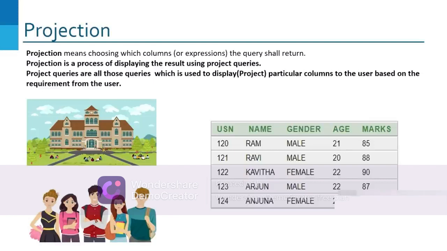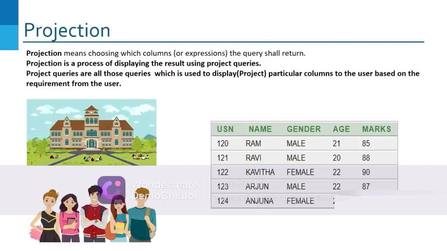Now suppose we want to present only name and age from one table. Let's say that we have a student table and we want only name and age to be projected. That is what is displayed in the result, right? So projection is the process of displaying the result using project queries. Project queries are all those queries which are used to display particular columns to the user based on the requirement from the user. So if I want only name and age, that is what I'm telling Oracle: I want only name and age.